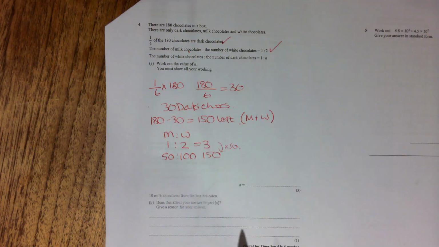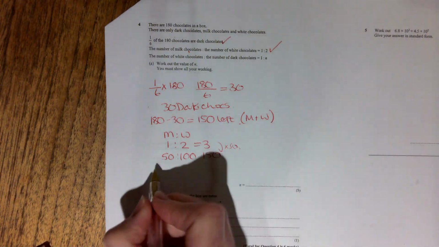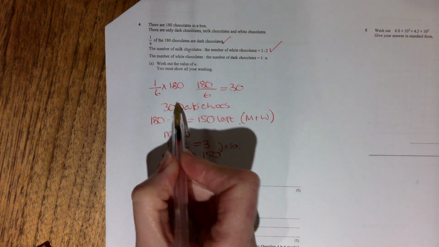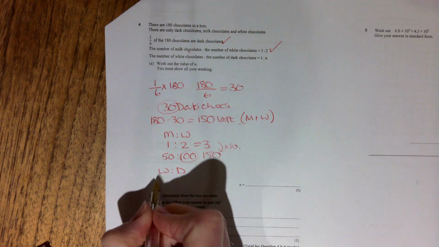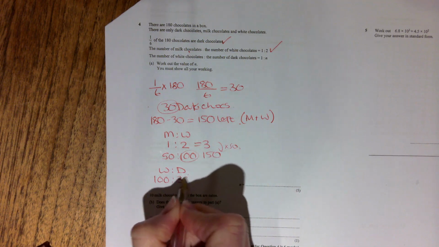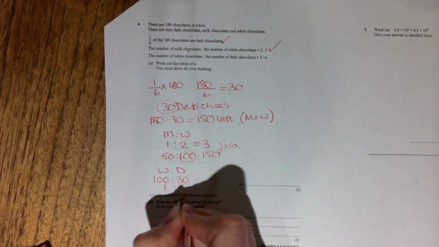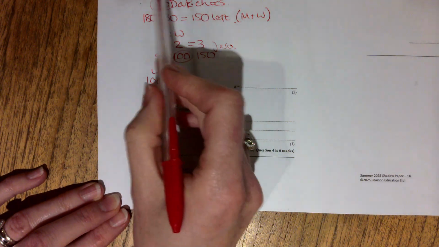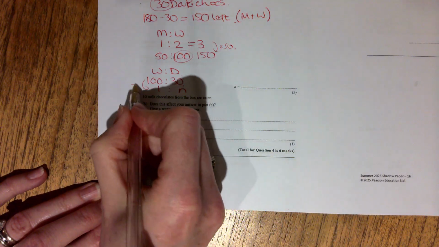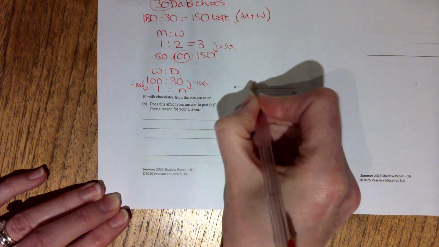The number of white to dark, I'm going to pause for a second. White to dark. I'm going to go through and find, there's my dark, there's my white. White to dark is in the ratio 1 to n. I need to work out the value of n. Well, from there to there is divide by 100. So from there to there, divide by 100. 30 divided by 100 is 0.3 or 0.30.